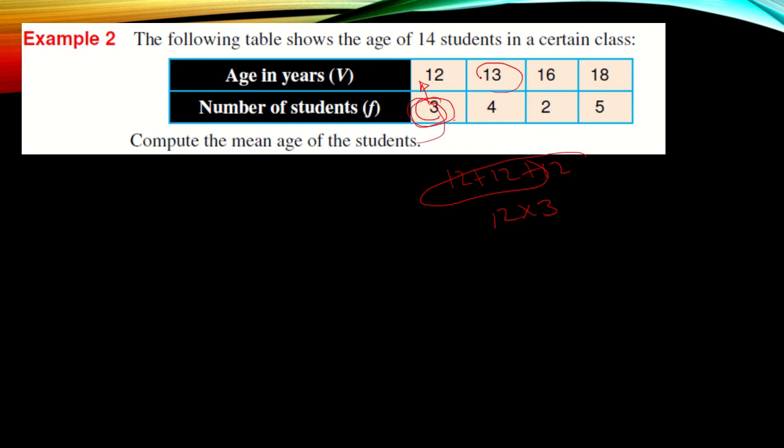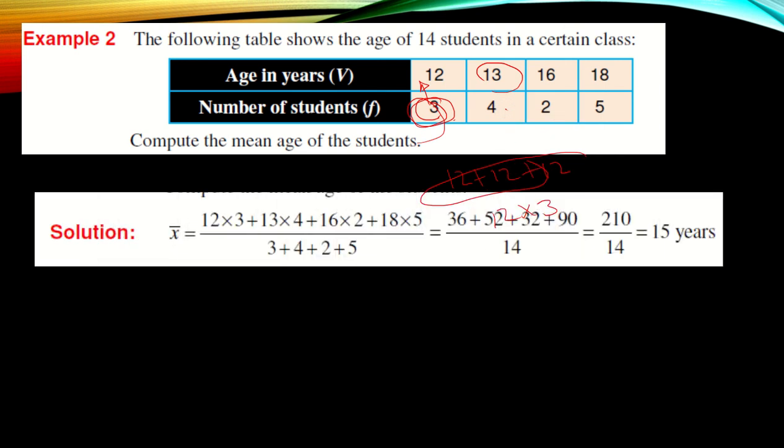Those who are 13 years old number 4. So instead of writing 13 plus 13 plus 13 plus 13, it's better to write 13 multiplied by 4. So the mean will be found as 12 times 3, plus 13 multiplied by 4, because 13 is repeated 4 times, then plus 16 times 2 and 18 times 5. This gives the sum of the values, then we divide by the total frequency. The total frequency means just adding the second row, that is the frequency. Finally it will become 14, then when we divide it will be 15.